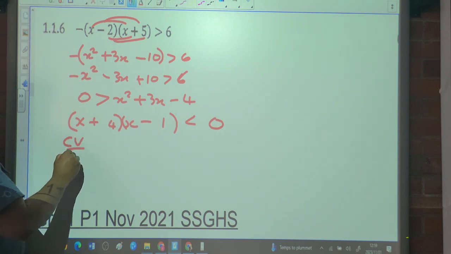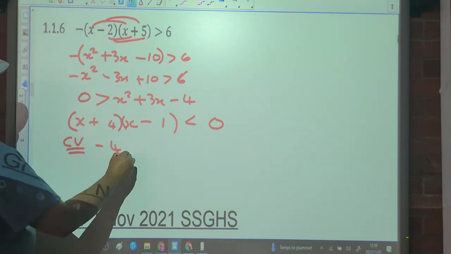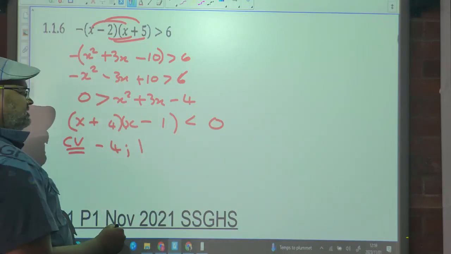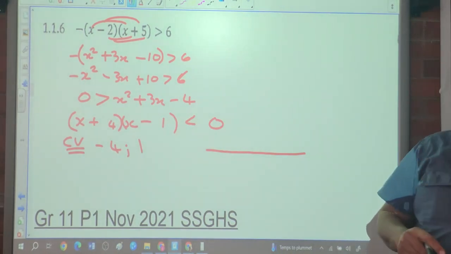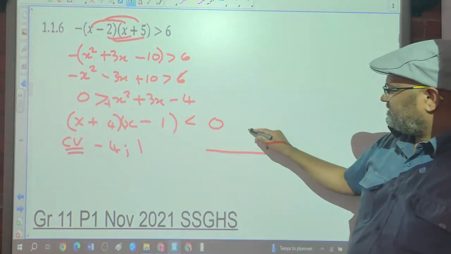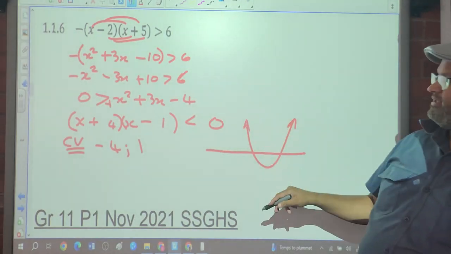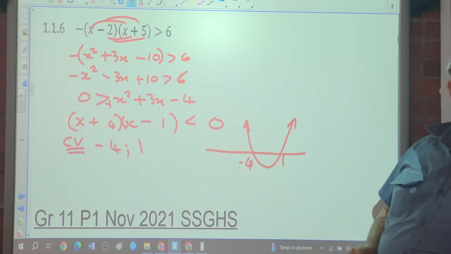So we've got critical values here. Don't say x equal to minus 4 and x equal. It's critical values. It's negative 4 and 1. So we take this to the graph. Is the graph smiling or frowning? Smiling. This is positive here. Can you see that? The graph is smiling. What's your x values? Negative 4 and 1.